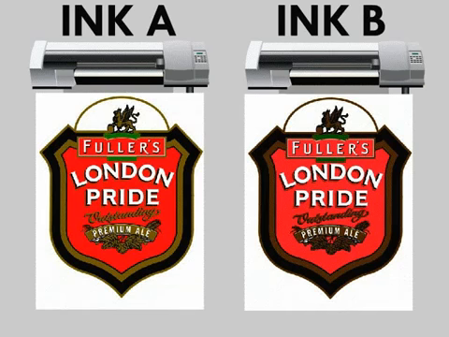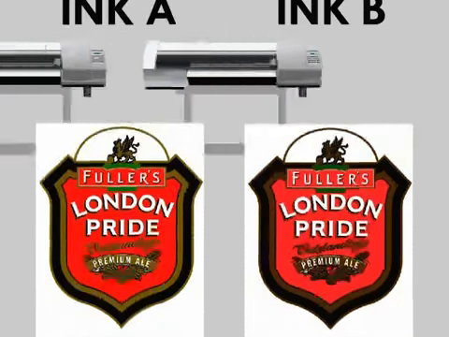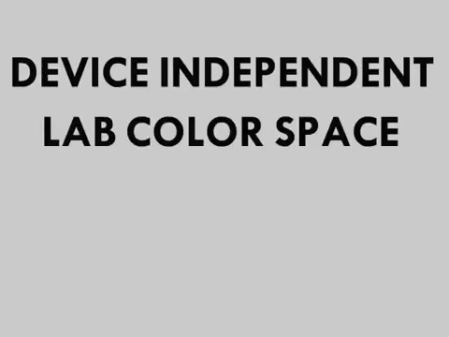In order to manage our colour better and overcome some of these differences between devices, we need a colour space that is device independent. We call this LAB colour space. We can use LAB to build comparisons of the colour characteristics of different devices, and this is the basic building blocks for colour management.